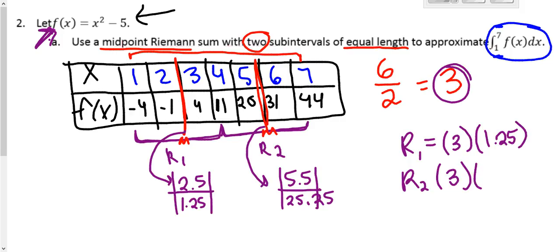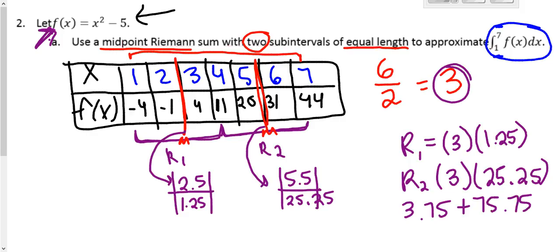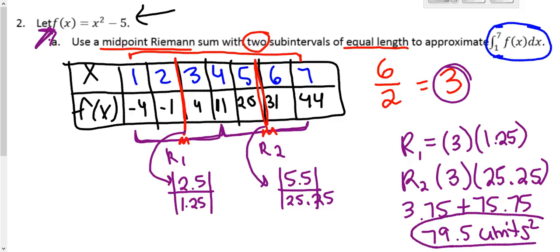And here, my height is 25.25. So I multiply both of those by 3. So I have 3.75 plus 75.75. And I add those together, I get a total of 79.5 units squared is my midpoint approximation here.